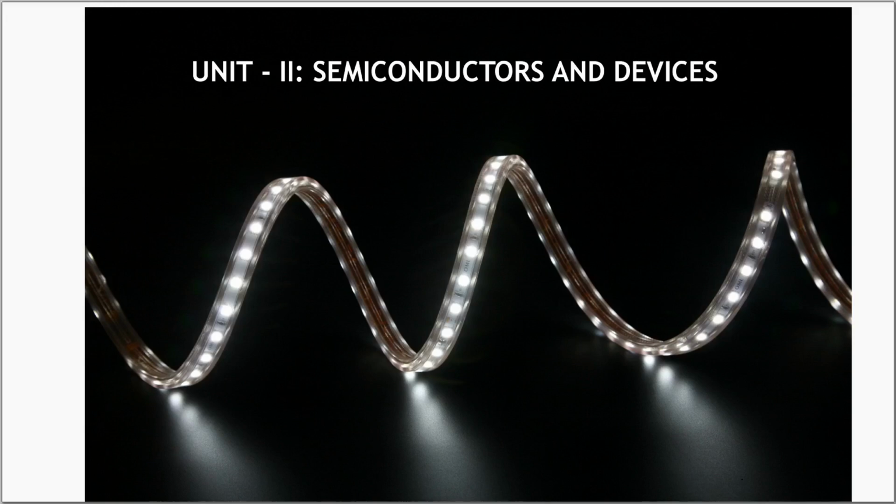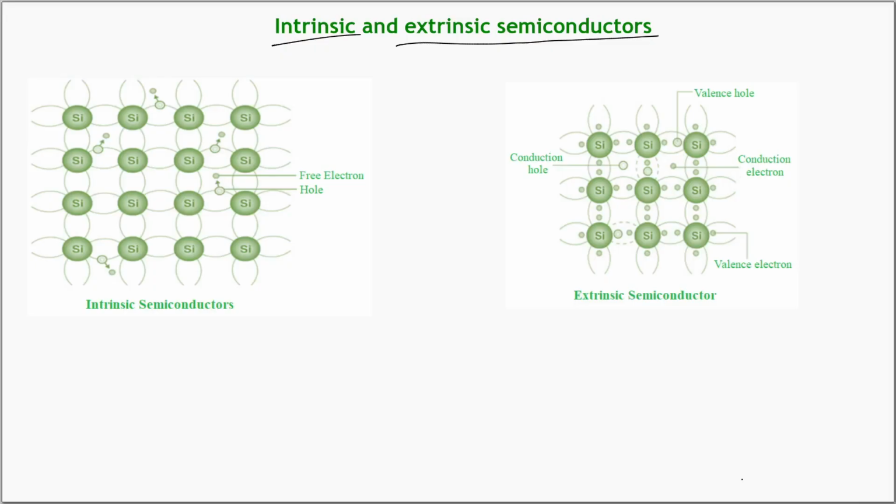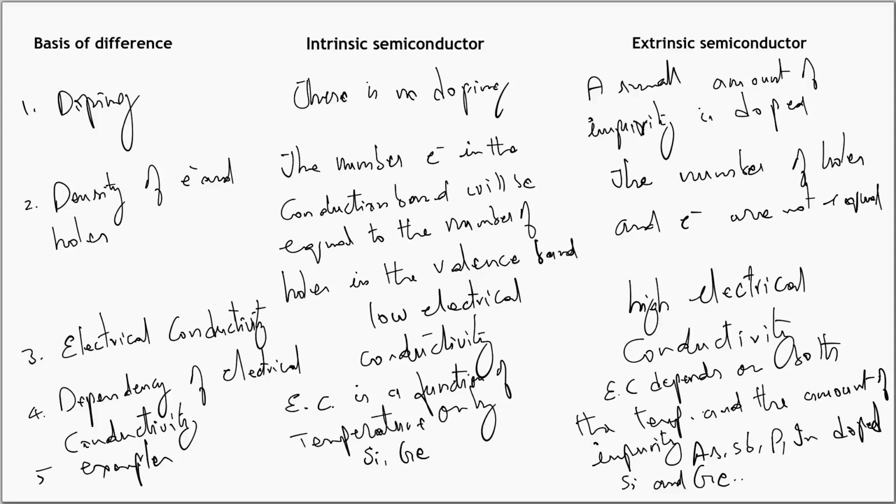In this video, we have started the second unit of applied physics, that is semiconductors and devices. We have discussed the differences between the intrinsic and extrinsic semiconductors. We have seen the differences basing on various parameters. The first parameter we have chosen is doping. The intrinsic semiconductors are the pure form of semiconductors, hence there is no doping. The extrinsic semiconductors are those pure semiconductors in which certain amount of impurities are added.